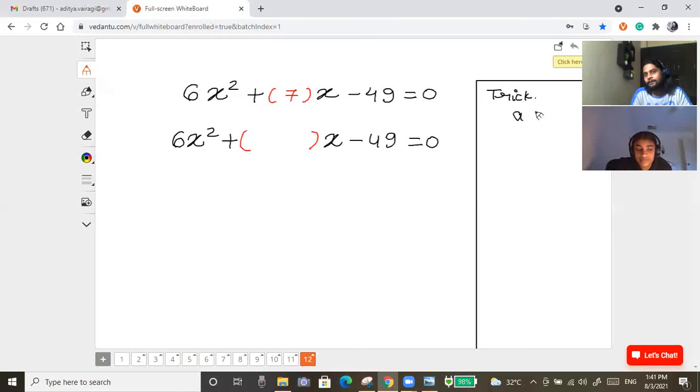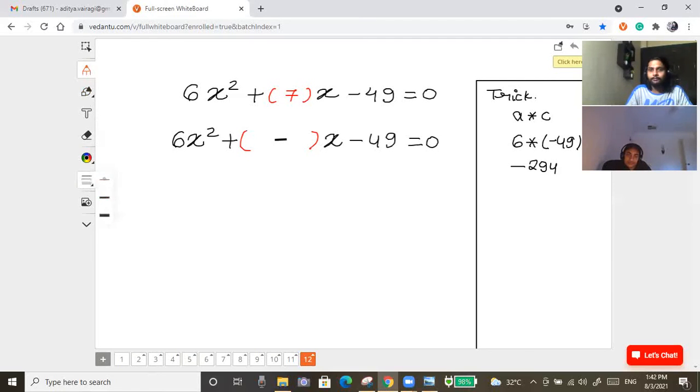Just remember it as a trick to identify the sign here. The trick is to multiply the a and c terms together, right? So what is a right now? 6. And the c is negative 49. So when you multiply 49 times 6, that gives you 294. Negative 294. It's a negative value, right? So definitely the sign that's going to be used here is a negative sign. Now you need to get two numbers that on subtraction can produce 7.